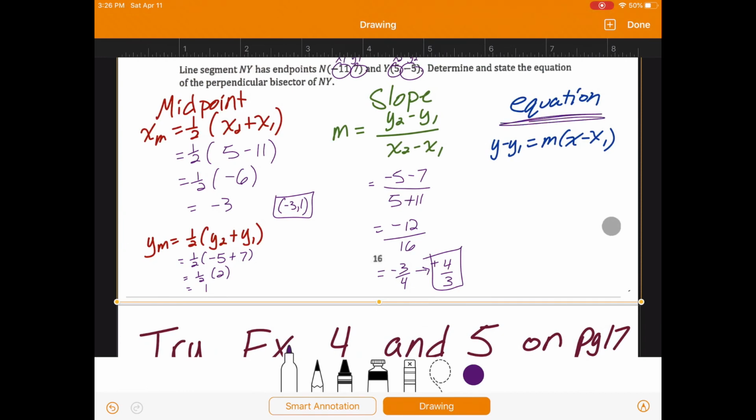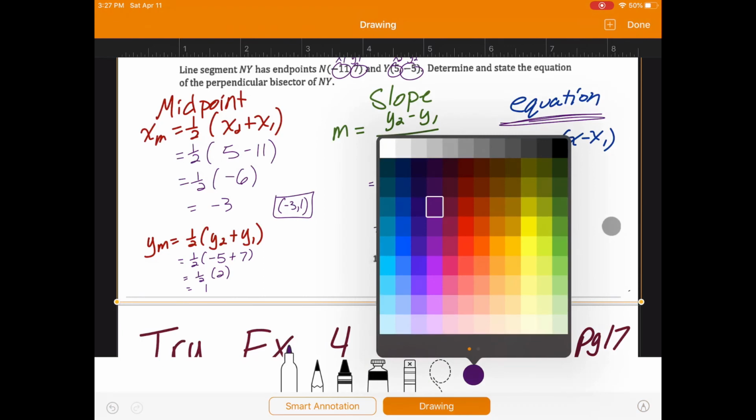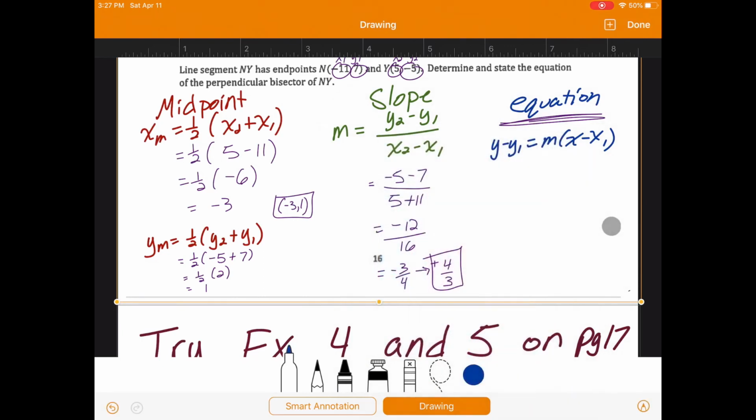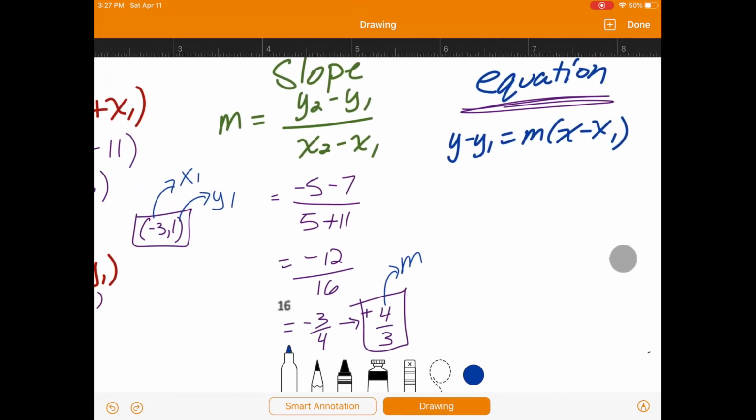So the equation that we're doing over here, we're using our answers from the previous 2 parts. So the midpoint is negative 3, 1. So this is going to be x1, this is going to be y1, and this is going to be m for the equation over here. So y minus y1, so that's y minus 1, equals the slope, which is 4 over 3. And then x minus x1, so that's x minus a negative 3, so that's plus 3.